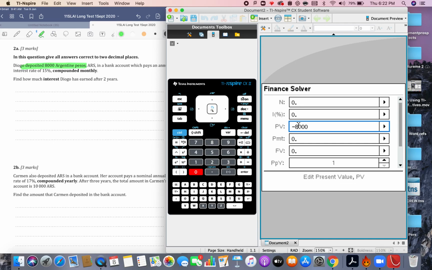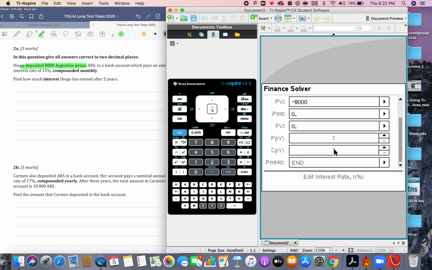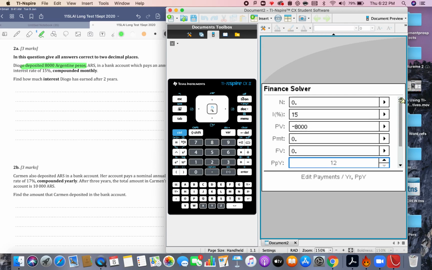The annual interest rate is 15%, so that's pretty easy. 15 just goes in here. The compounding periods is compounded monthly. Okay, so compounding periods is monthly, 12. Now there's nothing else that I'm actually doing. I'm not paying more in, I'm not taking any out, and so this payments period is also going to be 12.